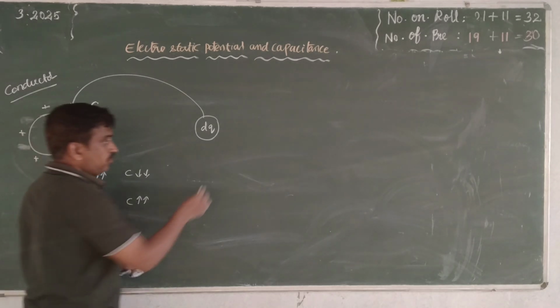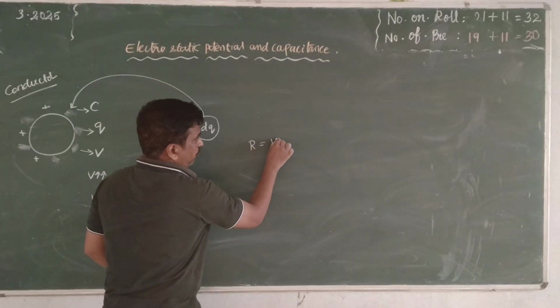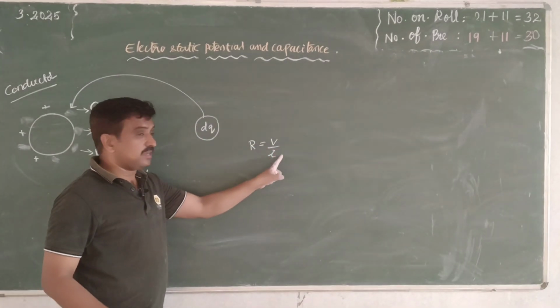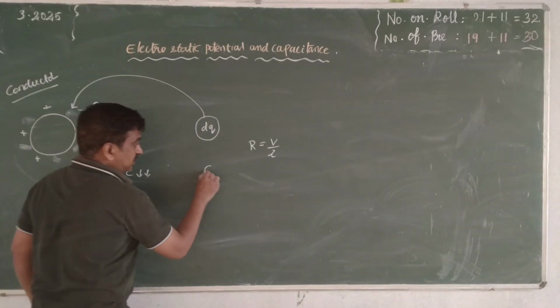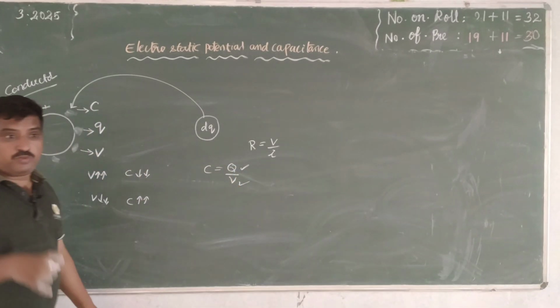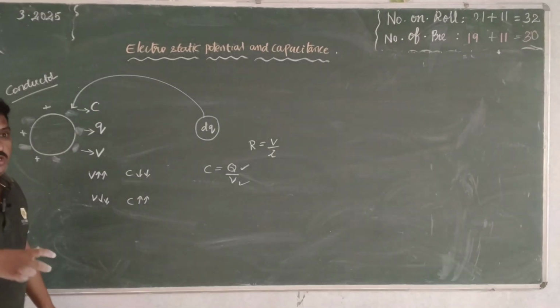See, for example, resistance equals V by I. Resistance does not depend upon potential and current. Like that, capacitance does not depend on Q and V. It will change only up to the defined quantity.